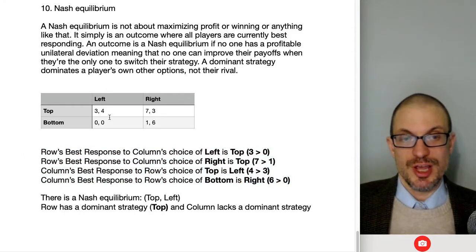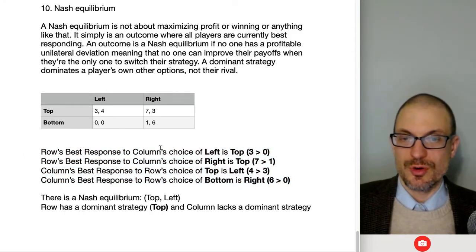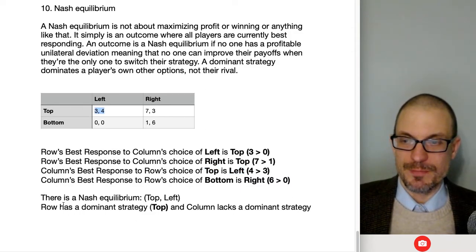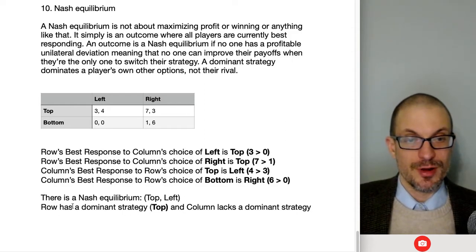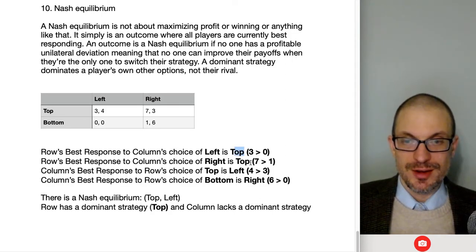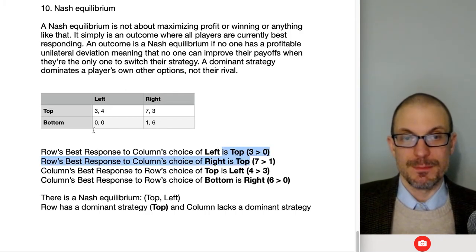We could put check marks or underlines corresponding to this, but if you're tracking where we're identifying best responses, it turns out our pair is top left, right? And then those are these payoffs here. So there's one Nash equilibrium, top left. And we have a dominant strategy for row. It's top, right? Row's best response to column's choice of left and right is top. So top is a dominant strategy. What does top dominate? Bottom, right?